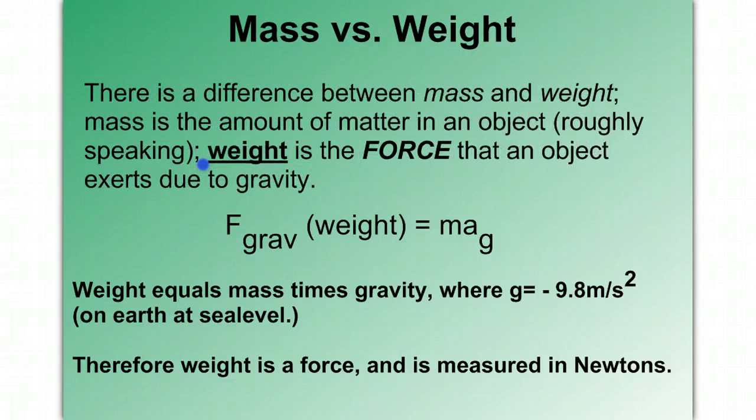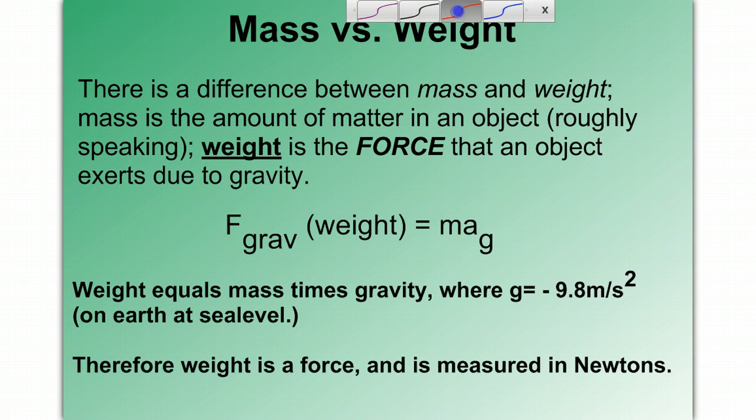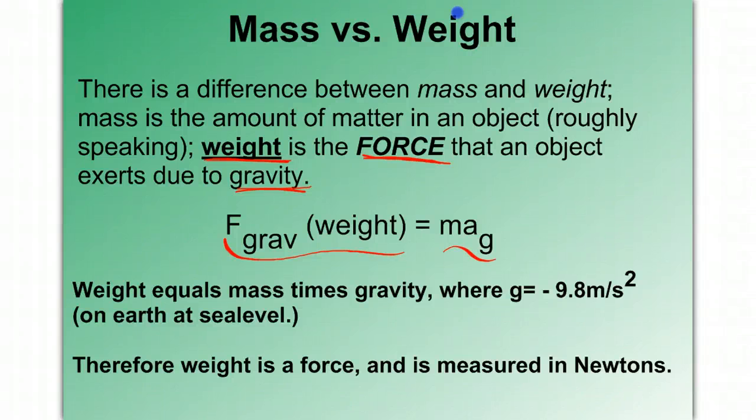So the weight of an object can actually change depending on what gravity is present. And therefore, this changes the force of gravity on the object. So the force of gravity is equal to the mass times the acceleration due to gravity. So weight is going to equal the mass times gravity, depending on where you are. If we're on the Earth, then of course gravity is equal to 9.8 meters per second squared. So therefore, weight is a force and is measured in the unit of newtons, which is abbreviated with a capital N.